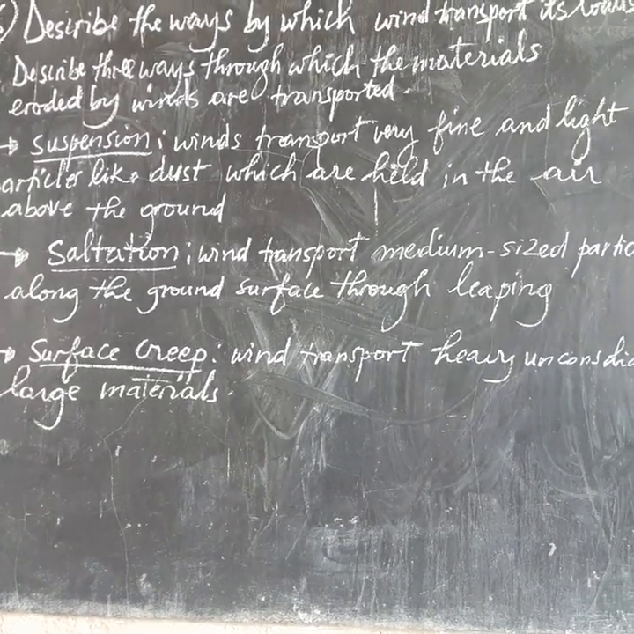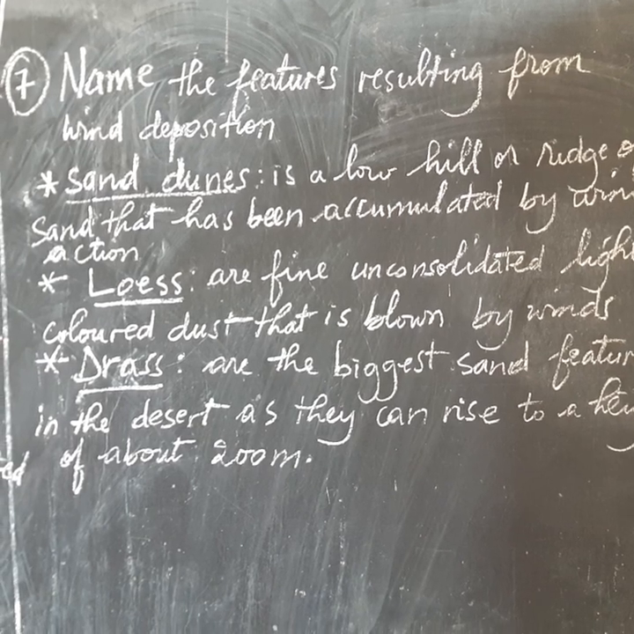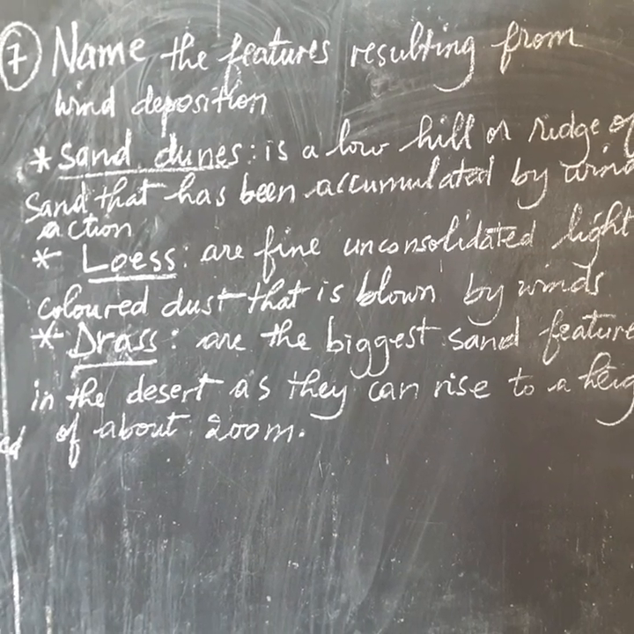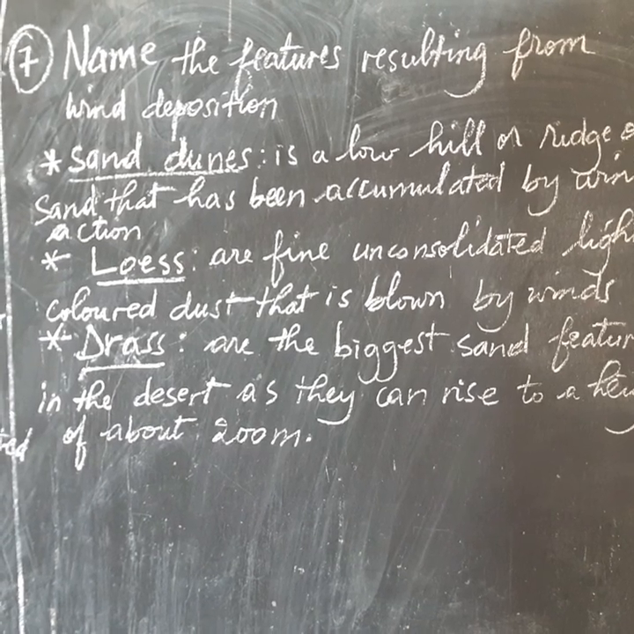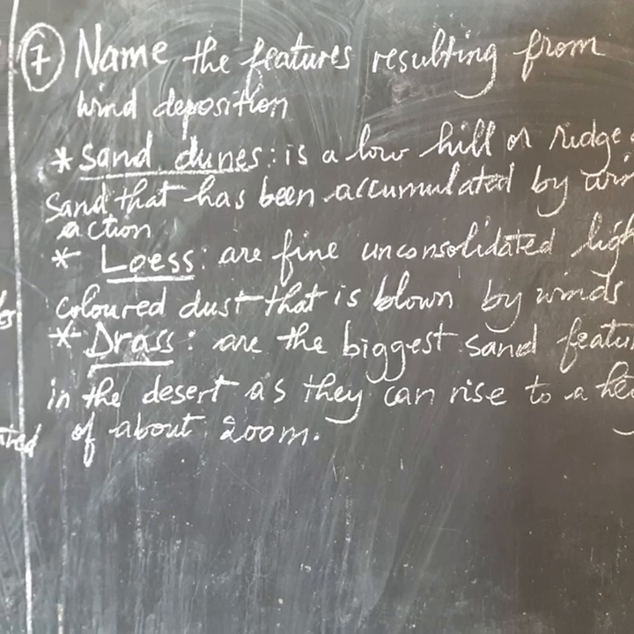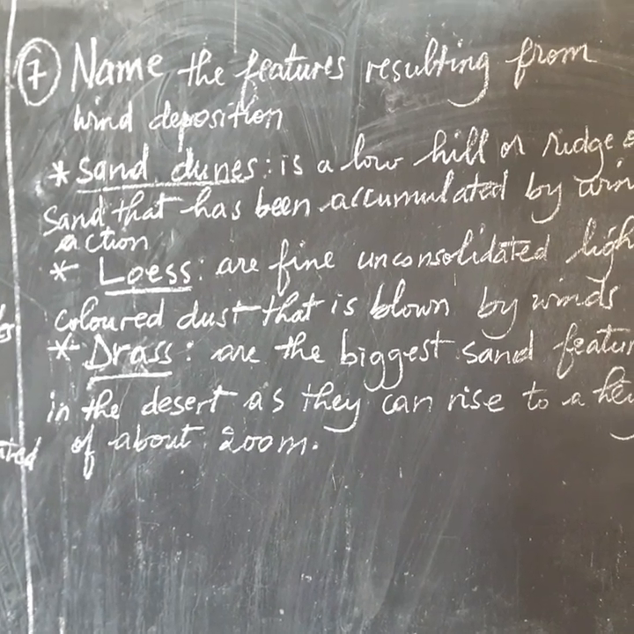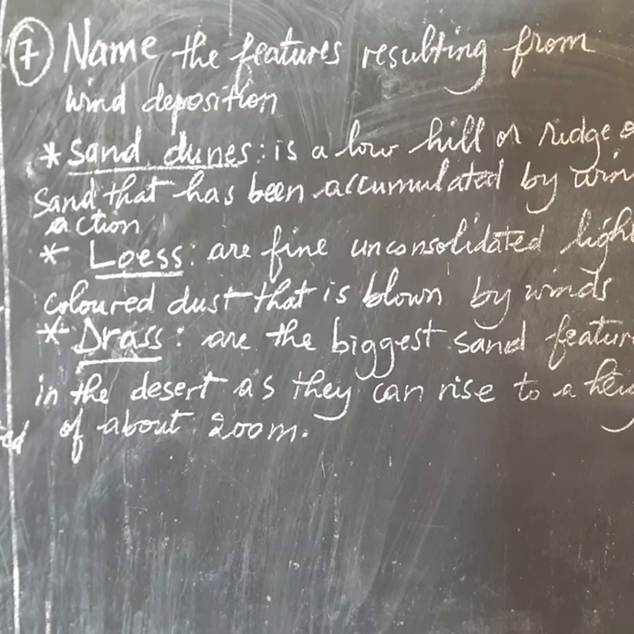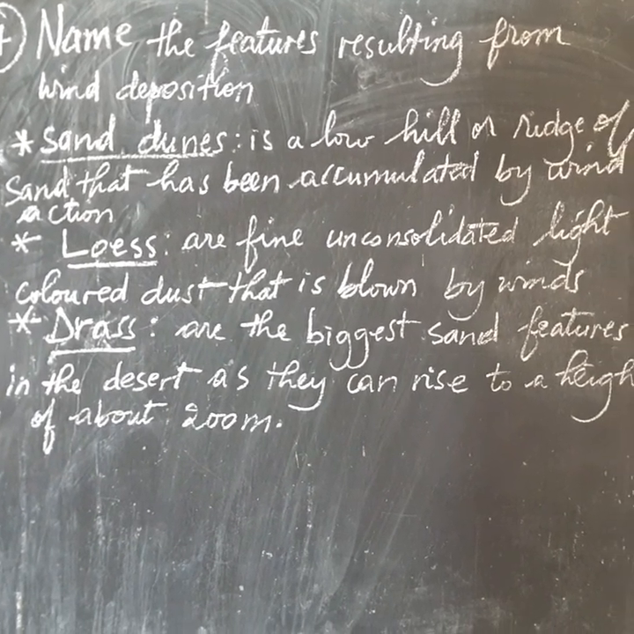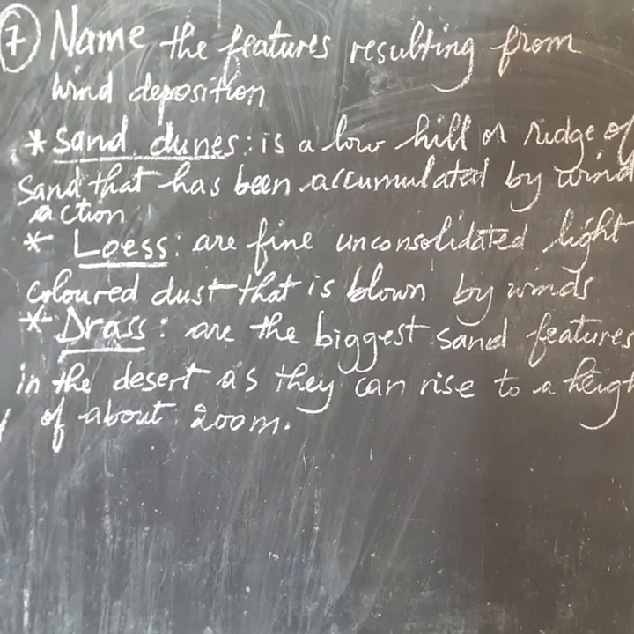So we go to question number 7. Name the features resulting from wind deposition. We are going to see. So when the wind is transporting the materials and its speed becomes too low, it will start letting down those materials, and such a process is called wind deposition. So meaning that wind deposition is where the wind will let down the materials that it is transporting due to its reduction in the speed and its strength.